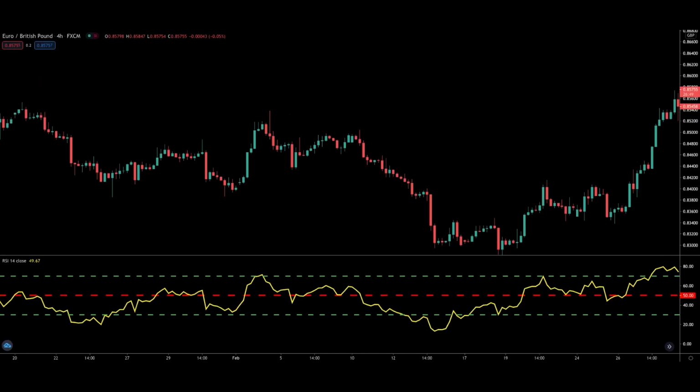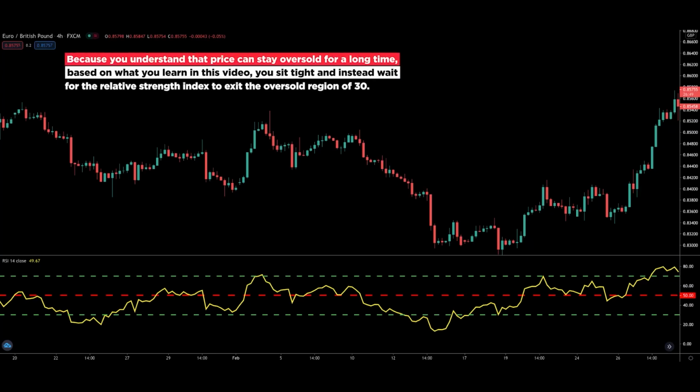Let me show you another example, this time a bearish scenario. Right here, we see that price has been trending down. And suppose you took a trade right here for whatever reason based on your trading strategy. You can see that the relative strength index drops and eventually reaches the oversold region. Now, because you understand that price can stay oversold for a long time based on what you learned in this video, you sit tight and instead wait for the relative strength index to exit the oversold region of 30.